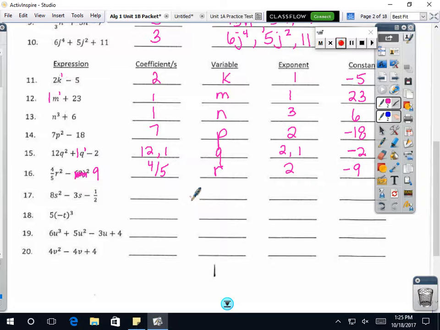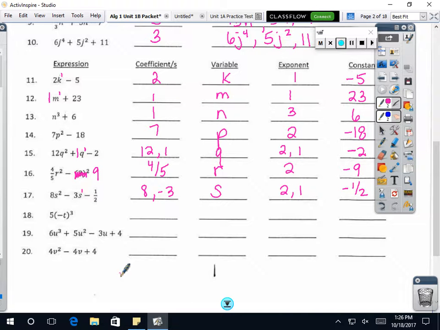Number 17, is there any part that needs to be simplified? No. So what's the coefficient? A negative 3 though. What's the variable? What's the exponent? And 1, because this s is to the first power. And then what's the constant? Negative 1/2.